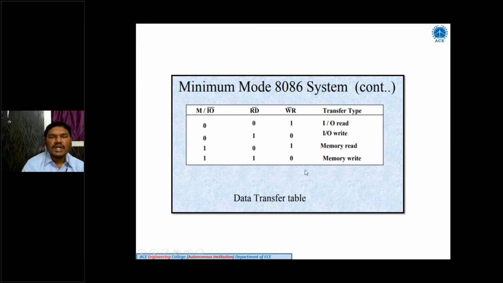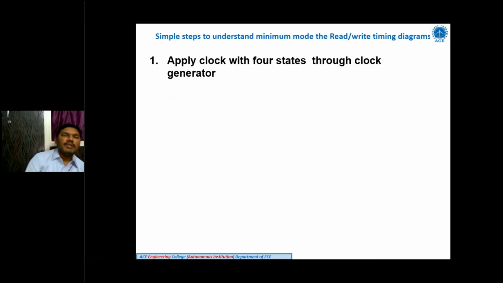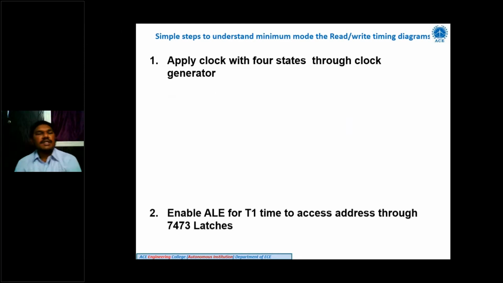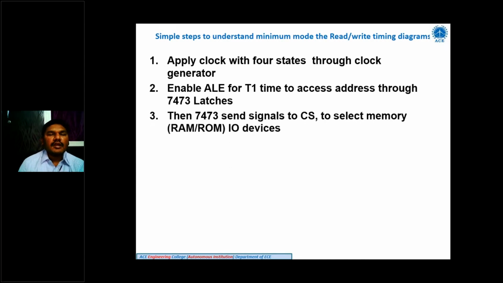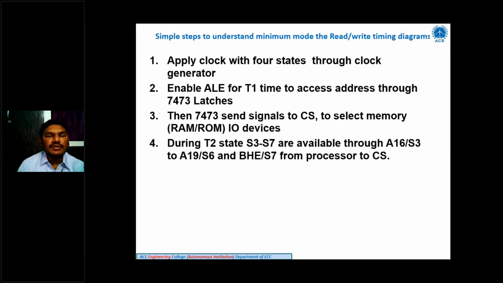So this table shows how to transfer the data, how to read the data, how to write the data from the memory to the memory, from the IO to the IO. So these are the steps. Apply clock with 4 states to the clock generator, enable ALE, and then send signals to CS to select memory or IO devices. During T2 state to T4 state, here S3 to S7 are available through A16 to A19.